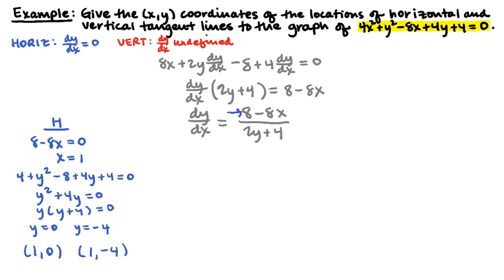Now for the vertical tangents, we're going to do the same process. We're going to go over here and look at the denominator and see when it is equal to 0. So 2y plus 4 equals 0. That's going to be when y is negative 2. So I'm going to plug in negative 2 for y, and I'll have 4x squared plus y squared would be plus 4 minus 8x plus 4y would be minus 8 plus 4 equaling 0.